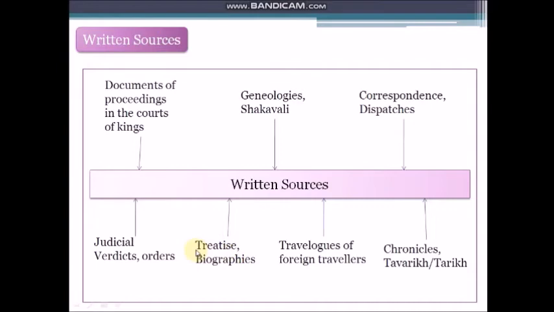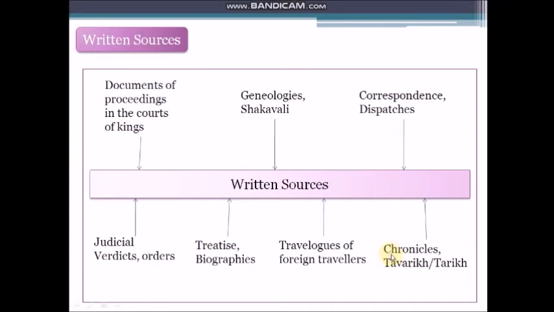Treatise is a piece of writing on a particular subject. Biographies are detailed description of a person. Biographies of kings and queens is another important written source. During medieval period, many travelers from other countries came to India. They have written travelogues or accounts of their travel. Chronicle is a written record of historical events. It helps in understanding the political situation, changes in languages, cultural and social life.